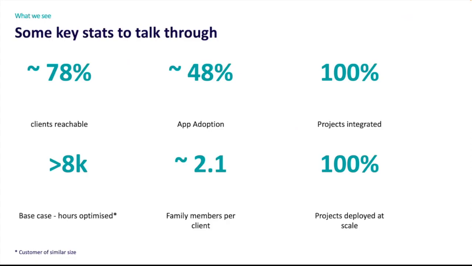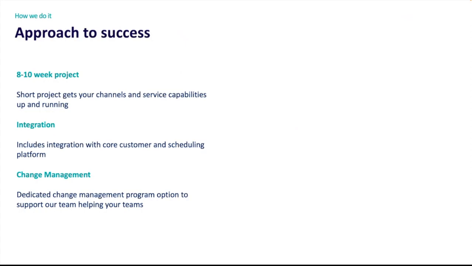Some stats that are quite interesting to talk about. Across some providers, on average, we see clients reachable about 78% across SMS channels and some of the other channels. App adoption is on average around 48%. All of our projects are integrated. All of our projects are at scale. We see a large number of family members connected per client, and don't worry about that specific number, but we see huge amounts of optimization when we put Hayylo in place.